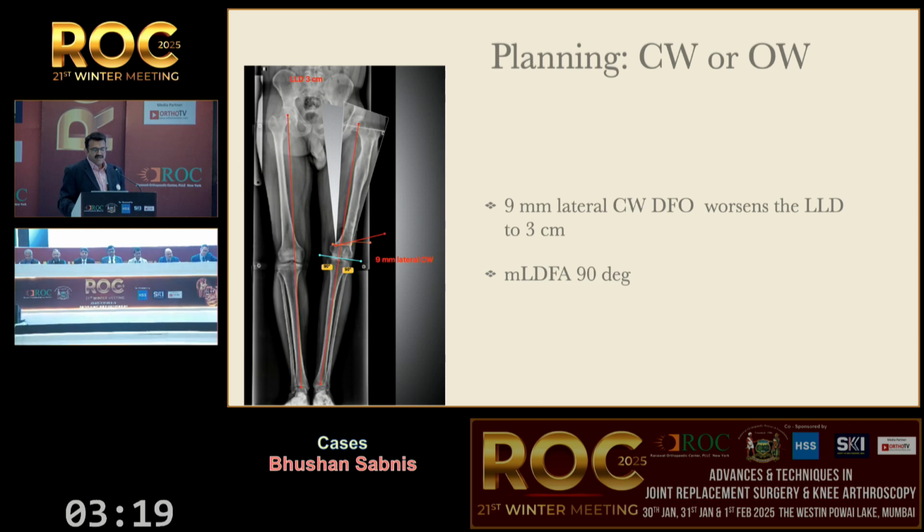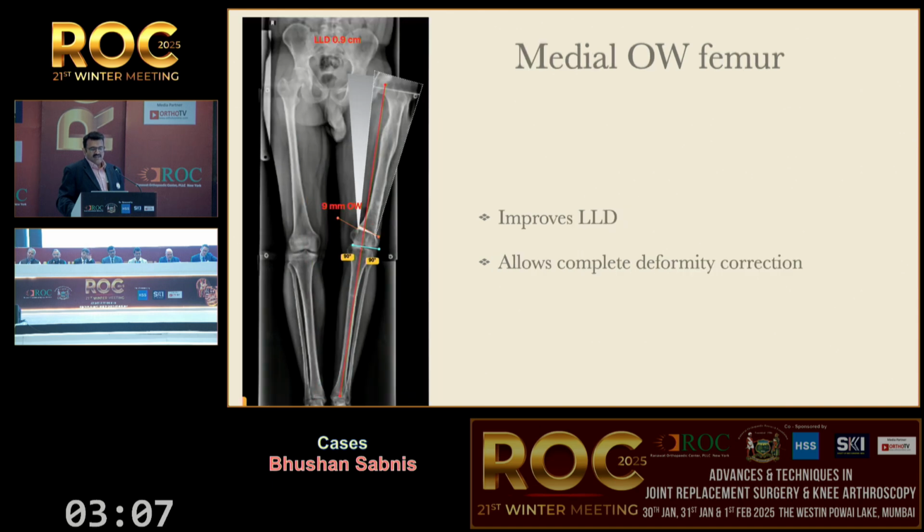So if I need to correct the deformity, I'll need a 9 millimeter closing wedge osteotomy, but that will make him shorter by another centimeter. So now 2 centimeters going to 3 centimeters. I'm getting a full correction. So can I think of a medial opening wedge here? When I do a medial opening wedge of 9 millimeters, my limb length discrepancy goes down to just a centimeter. So that seems to be the right answer.